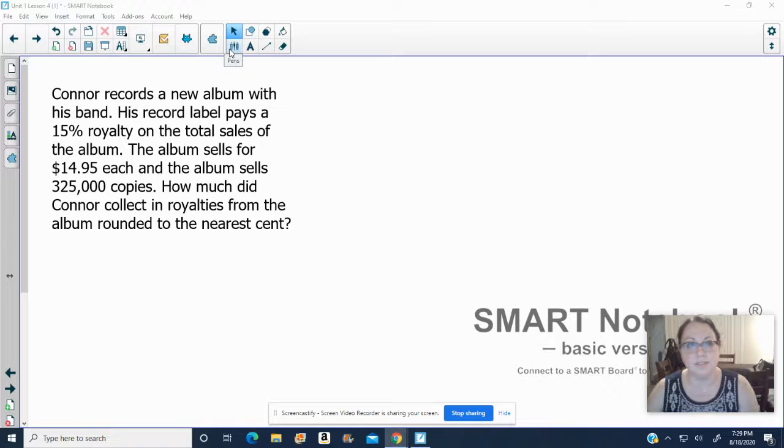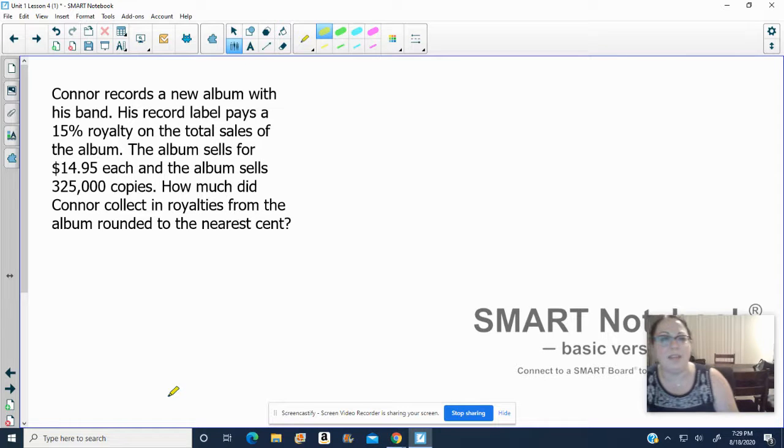Okay, so this is the second example of the royalty payments, and it is over a new album that was recorded. It says Connor records a new album with his band. His record label pays a 15% royalty based on the total sales of the album. The album sells for $14.95, and the album sells 325,000 copies. How much did Connor collect in royalties from the album rounded to the nearest cent?